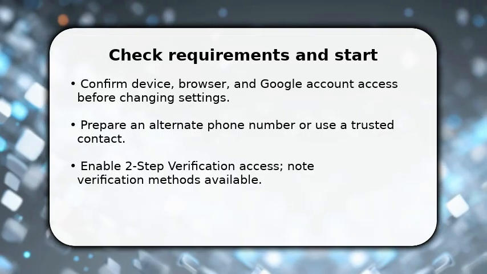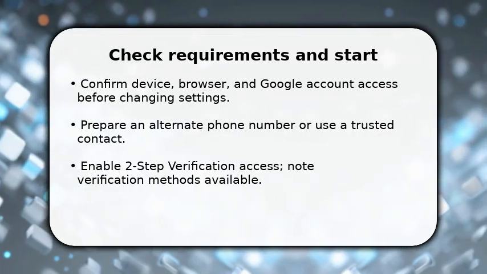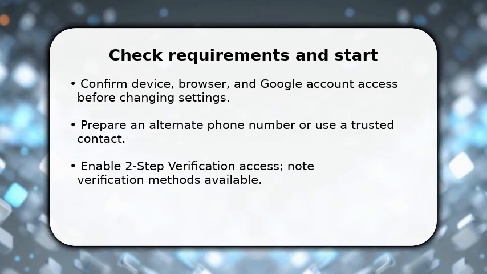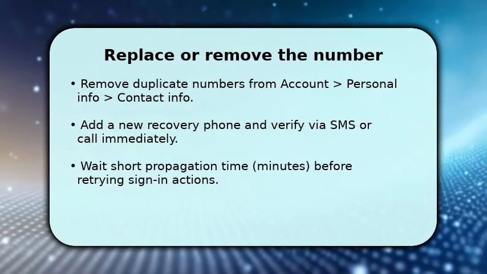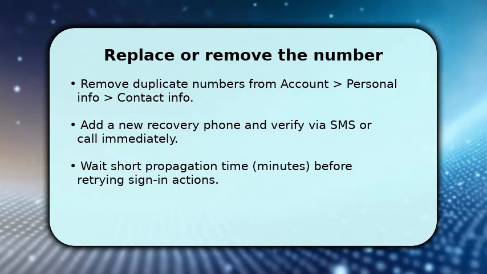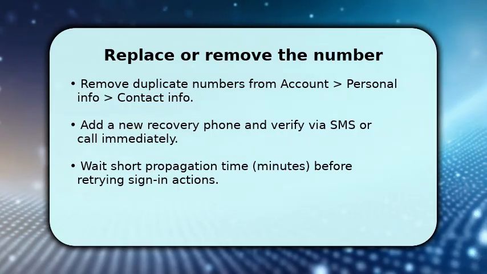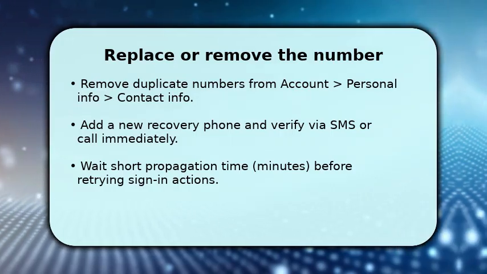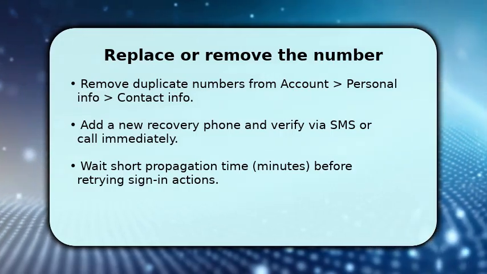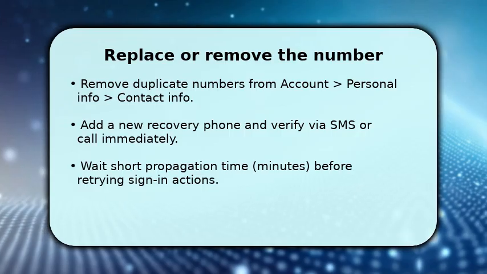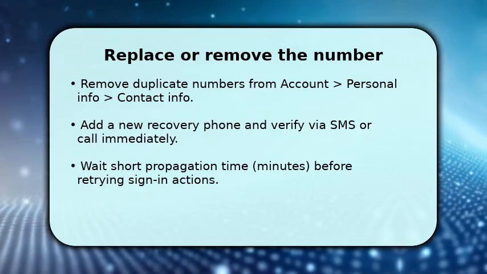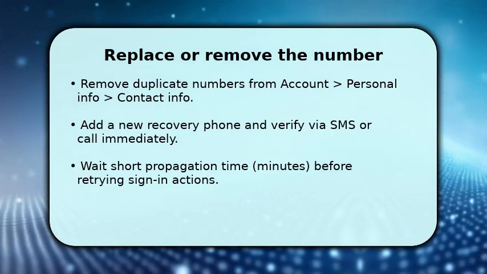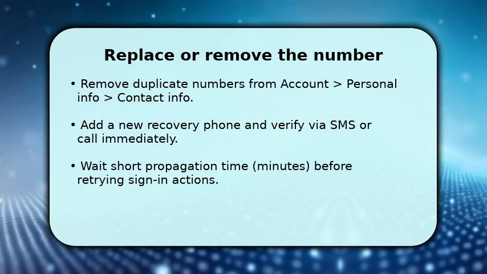Make sure two-step verification is enabled so Google accepts new recovery data and you can validate changes immediately. Once done with basic checks, navigate to personal info and edit contact info because duplicates cause the error. Remove the repeated number entries, then add the alternate phone and complete SMS or voice verification right away so Google marks it verified. If the interface blocks adding, try a different browser or incognito to bypass cached limits.